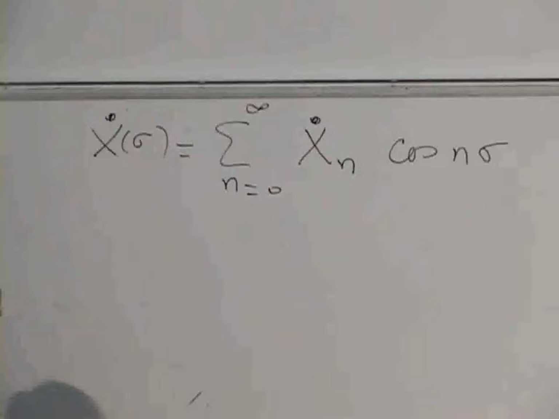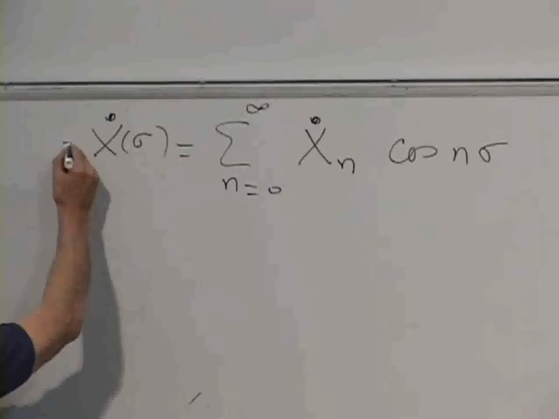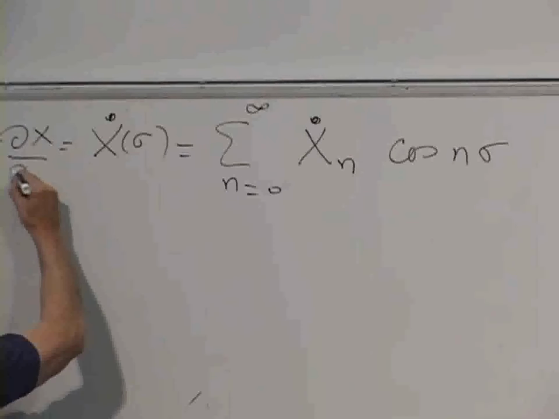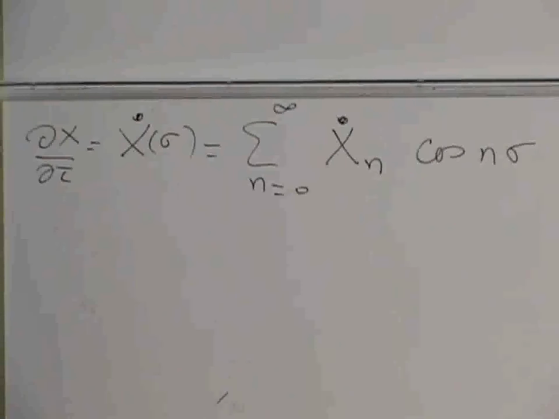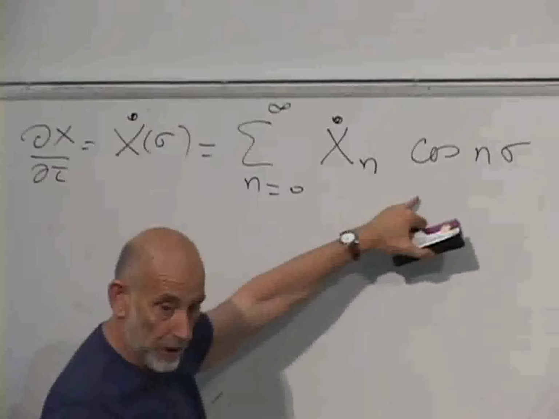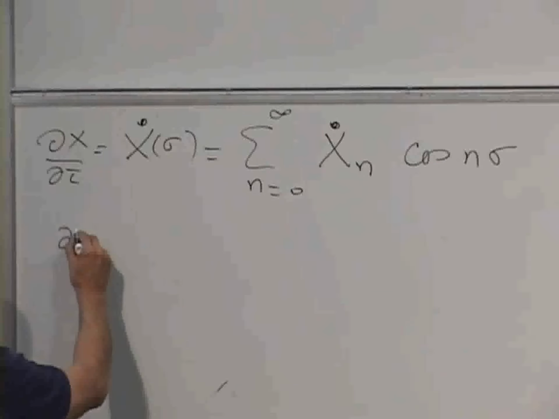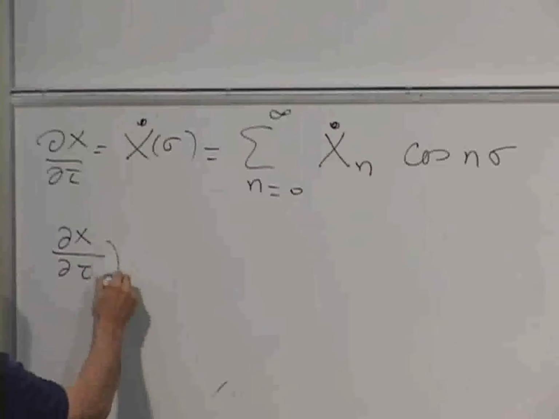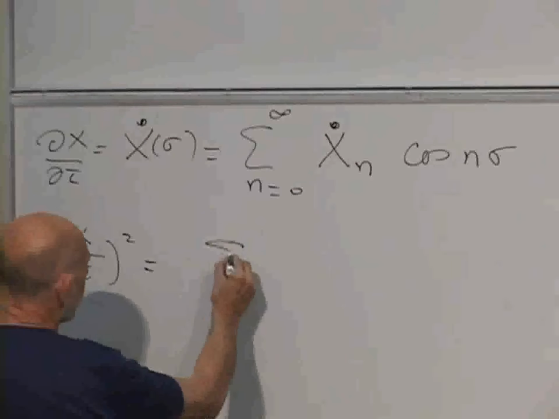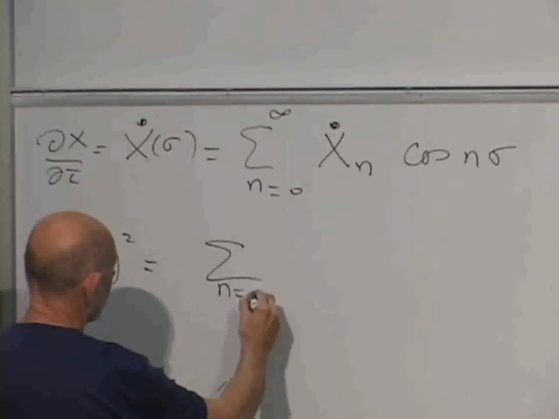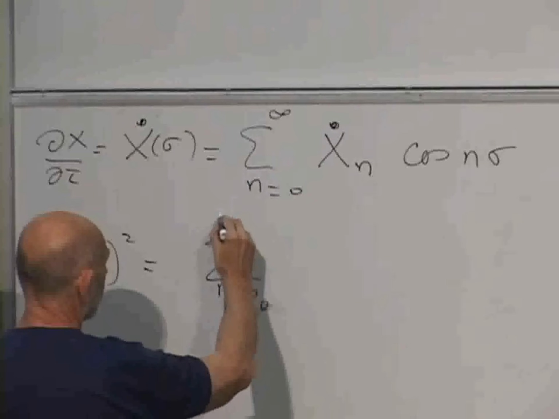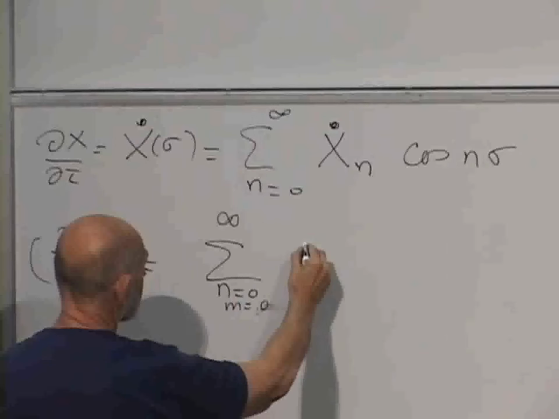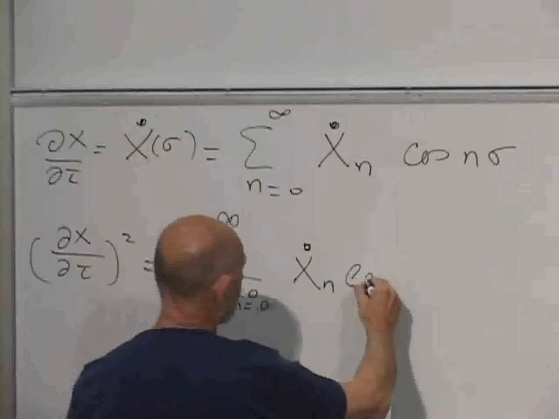Now let's write the kinetic energy. To write the kinetic energy, we first have to write the square of this. This is the same as dx d tau at point sigma. All right, we have to square it. To square it will give us a double sum. So dx by d tau squared will be a double sum, a sum from n equals 0 and m equals 0 to infinity, x dot n cosine n sigma.